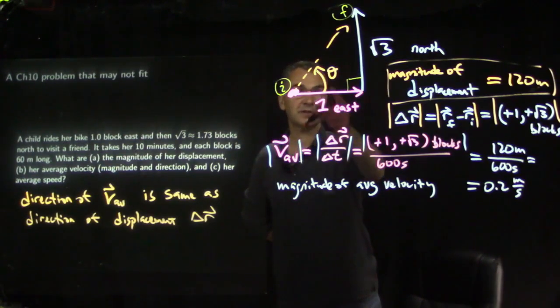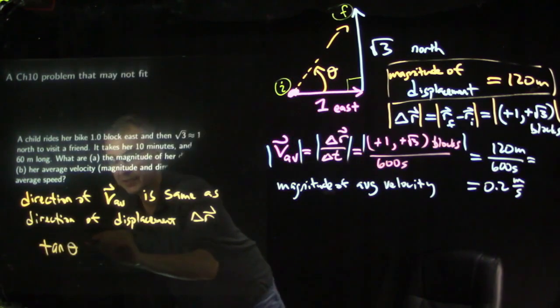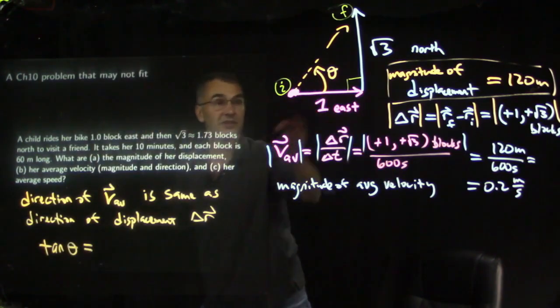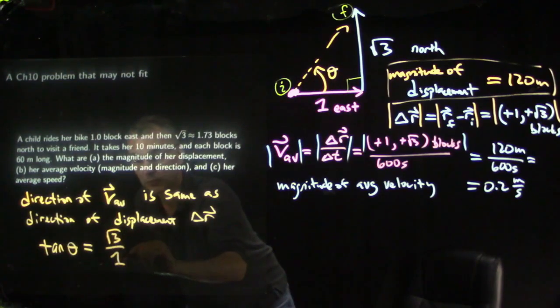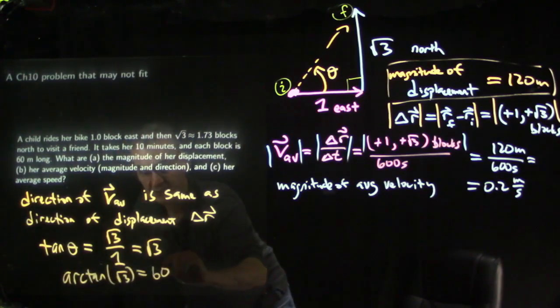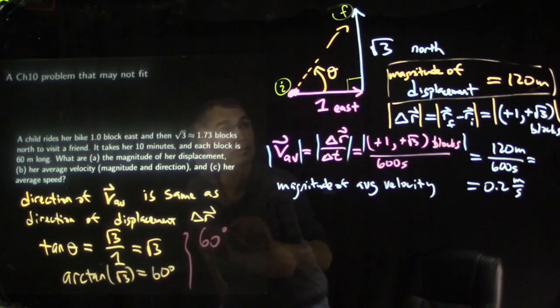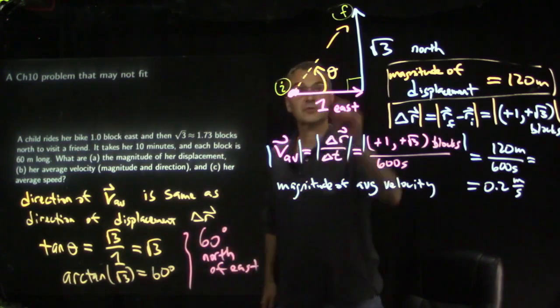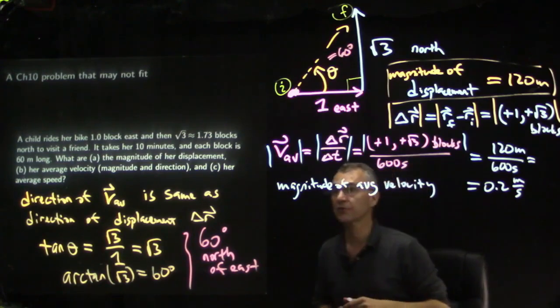So if you look at this triangle, take this angle theta, which is the direction of her displacement, then the tangent of that angle theta, which is how far north above east it is, it's like something vaguely northeast. Now the tangent is root 3 divided by 1, which is root 3. So arctan of root 3 is 60 degrees. So this is 60 degrees north of east. So this theta is 60 degrees. So the direction of her displacement is 60 degrees north of east.